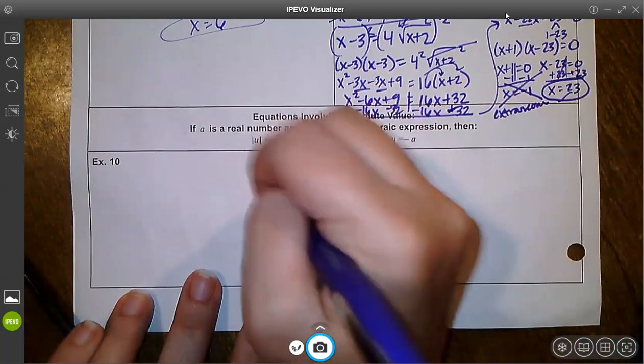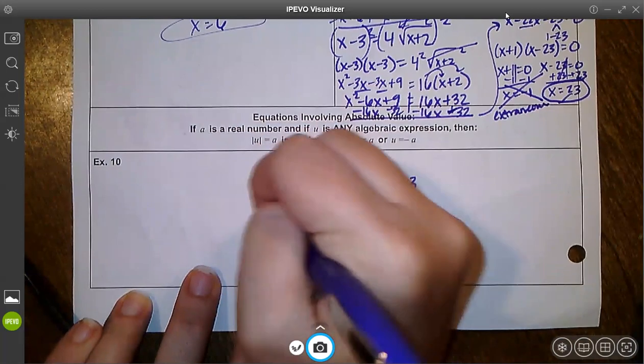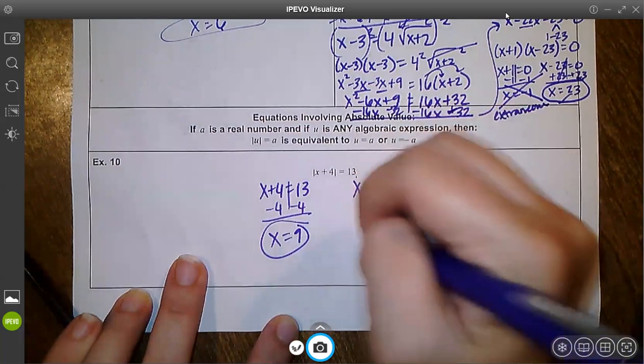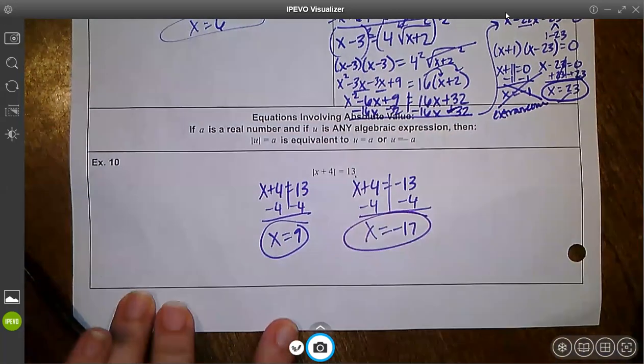So I'm just going to solve both of those. Get x equals 9, and x equals negative 17, and I'm done.